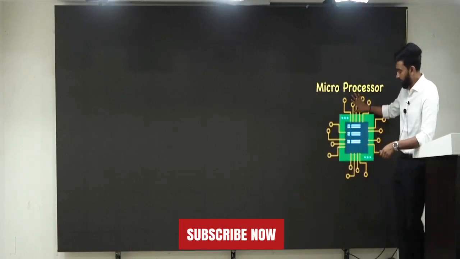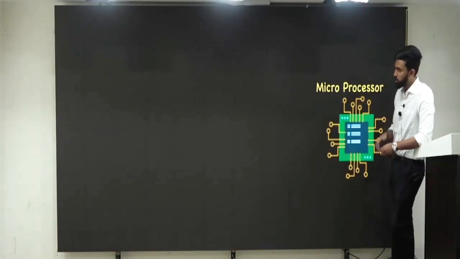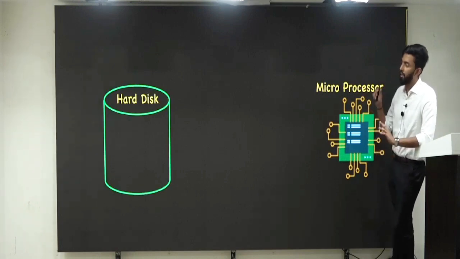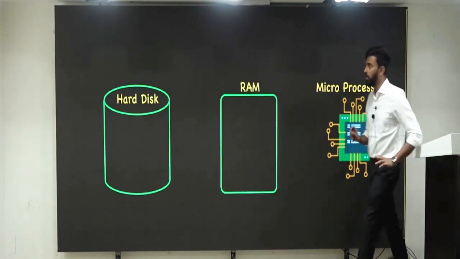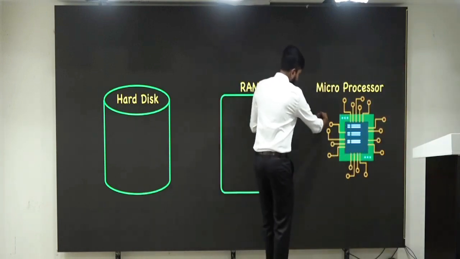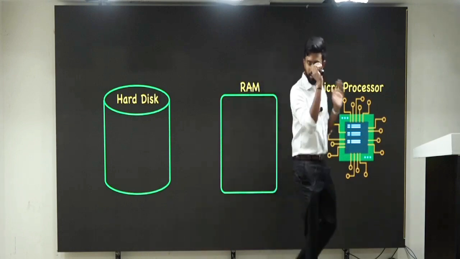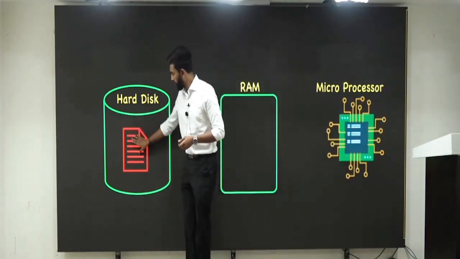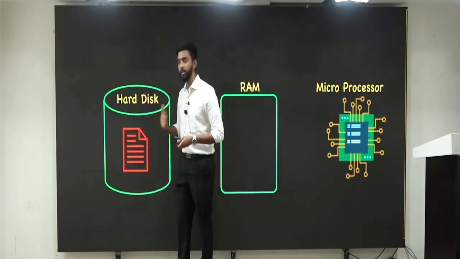So this is my microprocessor. Also, what I have is my hard disk. Also, what we have is our RAM, correct? Now, hard disk and RAM are directly connected. RAM and microprocessor are directly connected. Anyways, understand this. The program which needs to execute will always be saved on your hard disk.